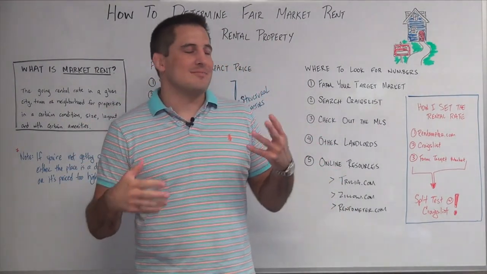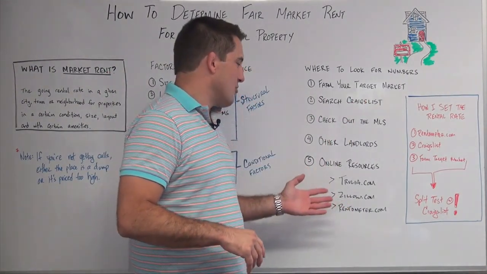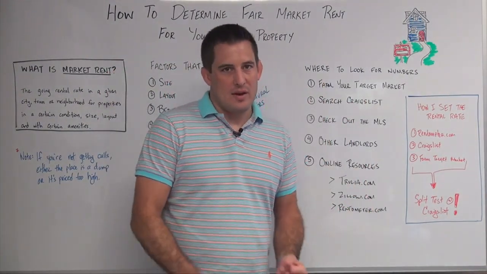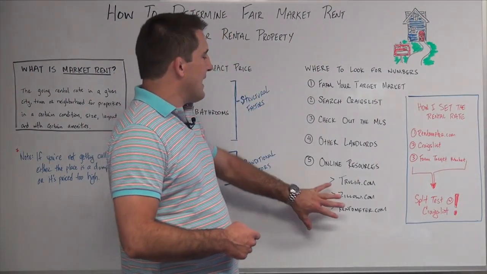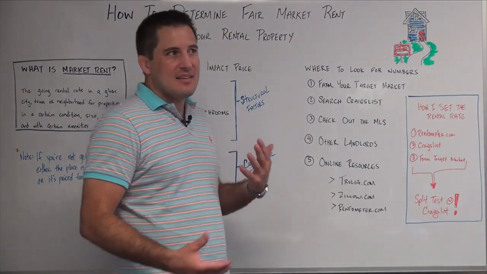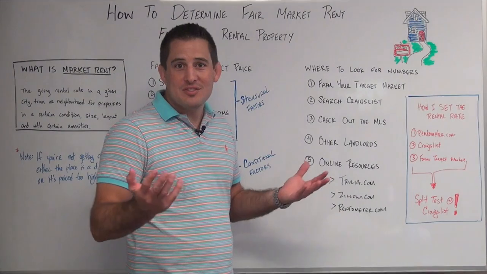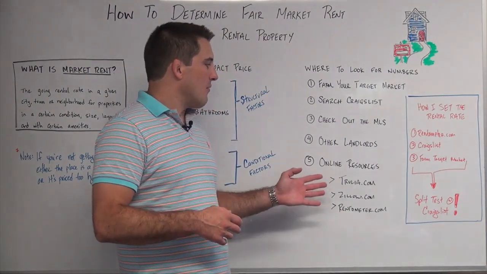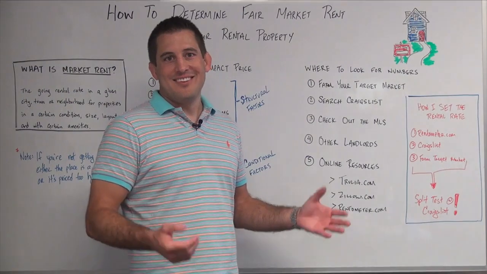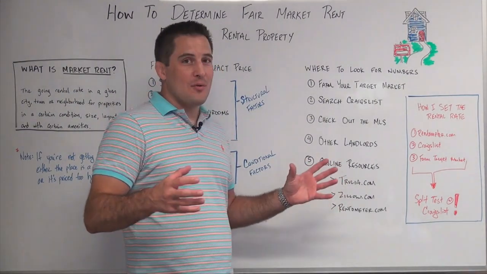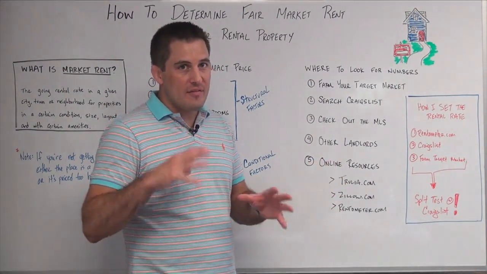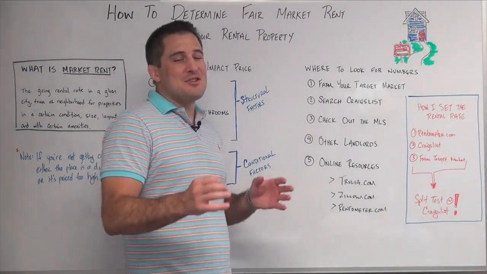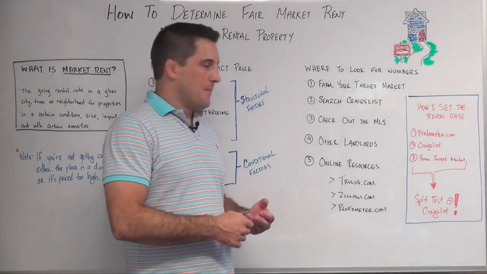Online, I listed 3 here. There's probably 1,000 different sites that can give you an idea of what things are renting for. Each one of these has their attributes, their good parts and bad parts. However, these are not human beings. What these sites are doing is they're taking a conglomeration of information and spitting out 1 or 2 numbers to you. That doesn't necessarily mean that's what you can rent for.